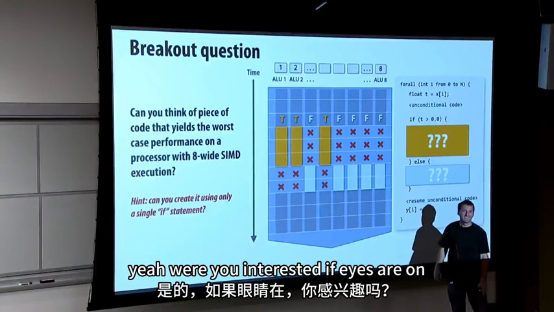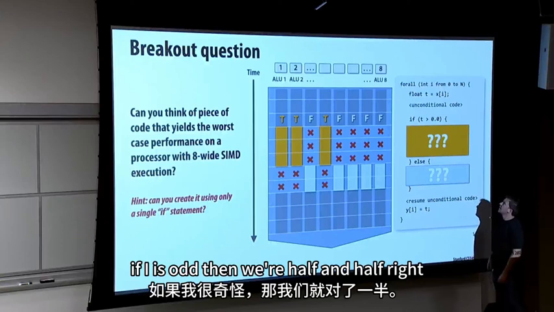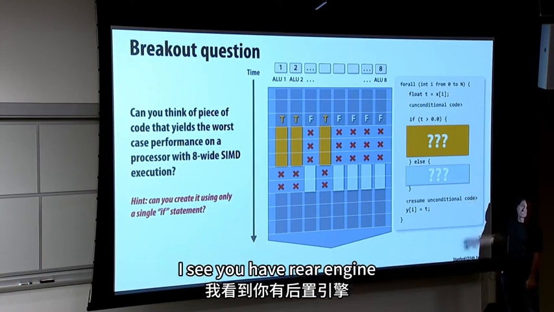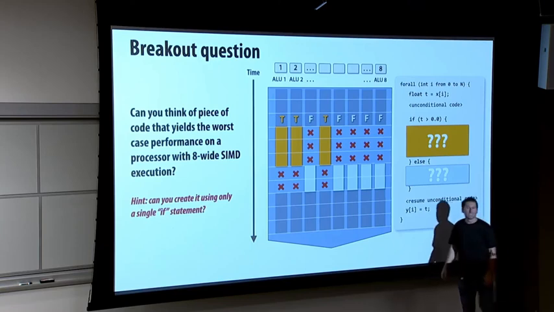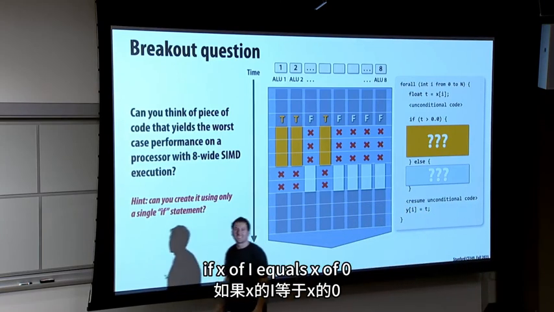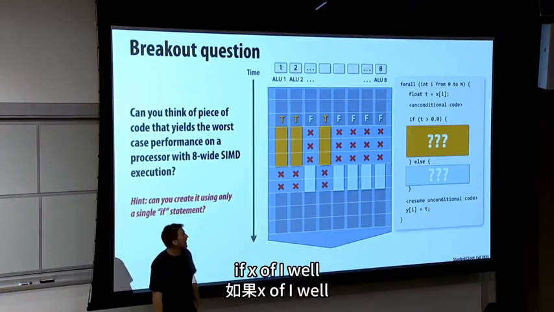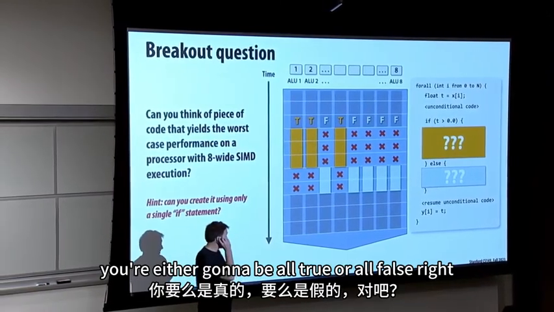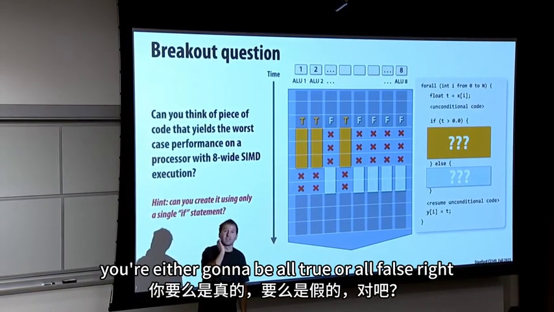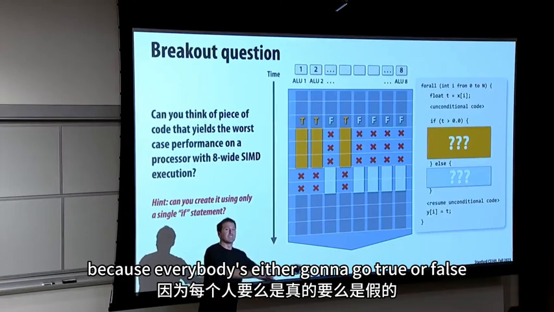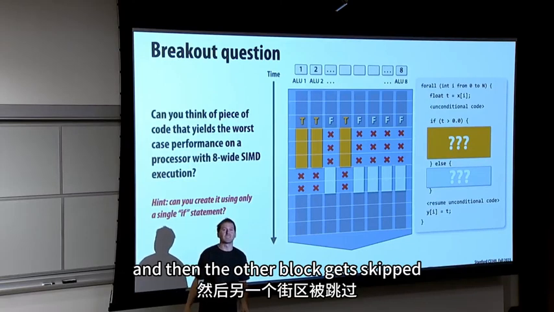Well, you just did if I is odd. If I is odd, then we're half and half, right? Yeah, but then I'm running at 50% utilization in both. I see, rearrange. Okay. X of I equals x of 0. Well, if x of I equals x of 0, you're either going to be all true or all false, right? So I'm going to run at 100% utilization because everybody's either going to go true or false, and then the other block gets skipped.